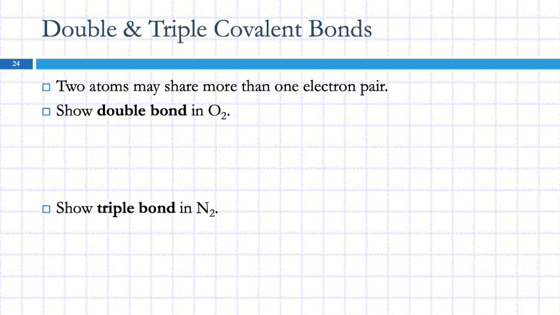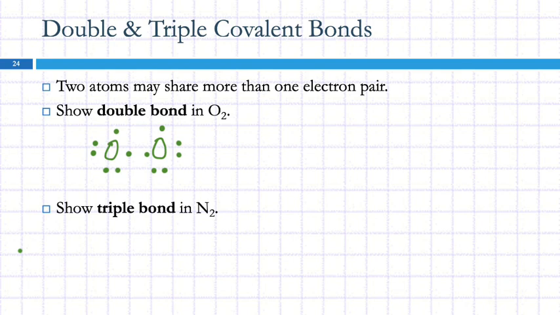But you can share more than a single pair. So let's look at the double bond that forms in O2. So O2, 2 oxygen atoms. How many valence electrons do they each have? 6. How many valence electrons an atom has is something that you need to get really good at because we end up asking that question a lot. It's just a group number, right? Oxygen, group 6A, 6 valence electrons. So 1, 2, 3, 4, 5, 6. 1, 2, 3, 4, 5, 6.